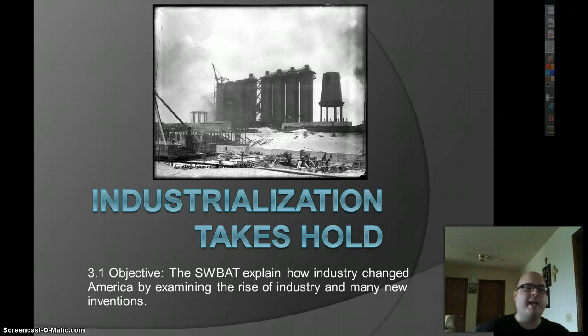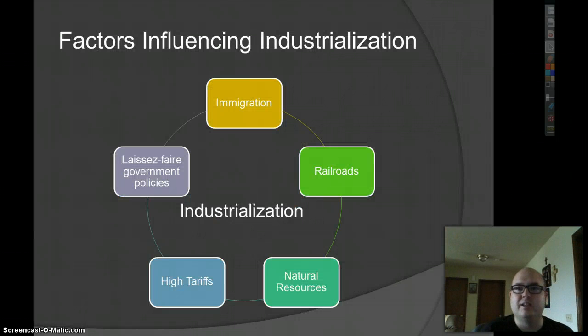Now you guys will be able to explain how industrial changed America by examining the rise of industry and many new inventions that came with it. Alright, here we go. This right here is probably the most important piece of information in all Unit 3 and 4. You should pause the video right now, jot down this chart, because it is vital information. This basically sums up the entire Unit 3 and 4 into one flow chart.